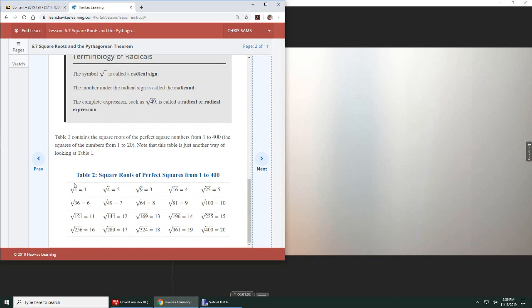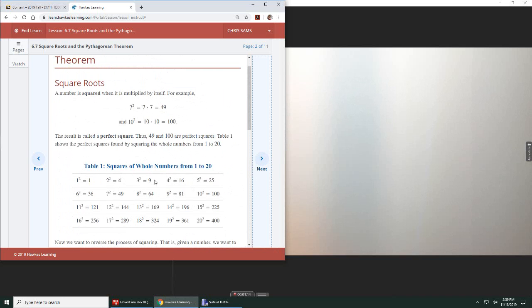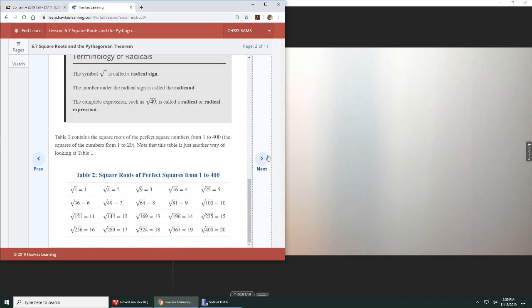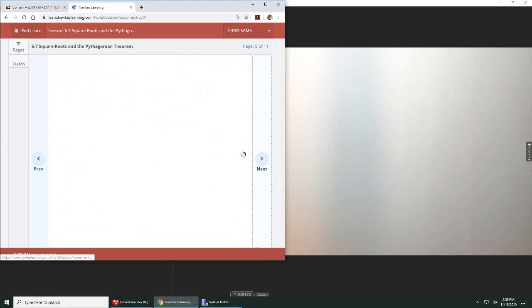So they show you some of these perfect squares from 1 to 400, all of them. So 1 up to 20 correspond to the perfect squares here, squares of whole numbers from 1 to 20. And so these are going to be very useful throughout this section. Okay, then they have a few problems of squares and square roots, radicands.